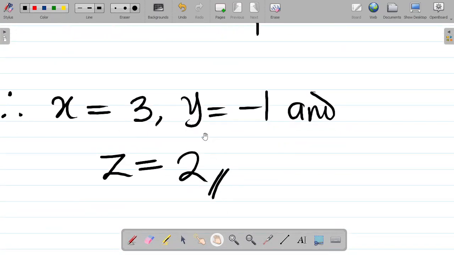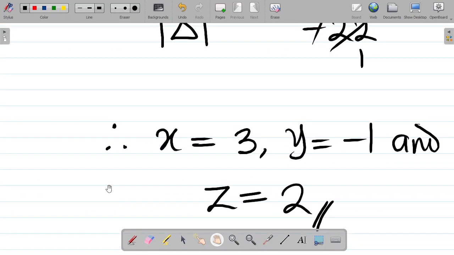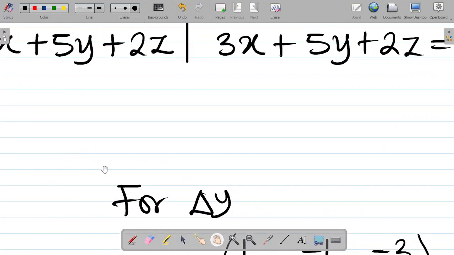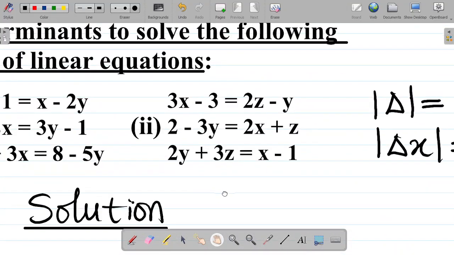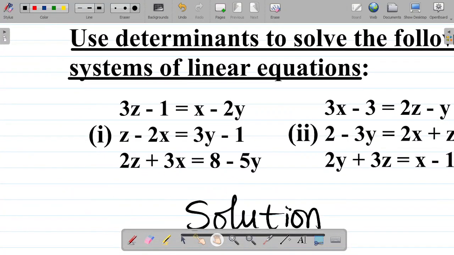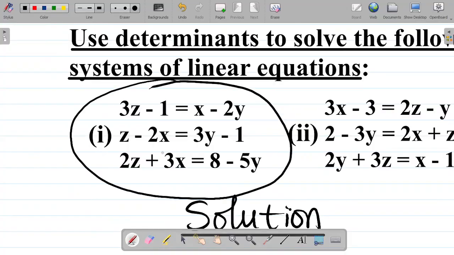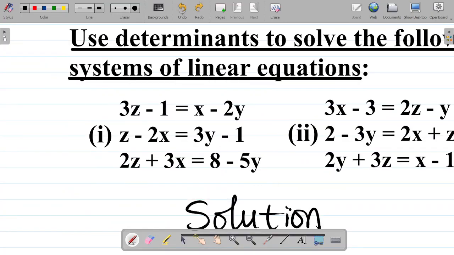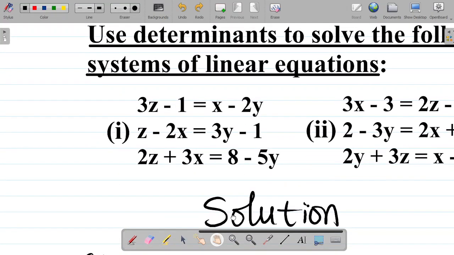You can put in these values of x equal to 3, y equal to minus 1, and z equal to 2 back into the original equation. If you put them back into this particular equation, you'll see that the left hand side will be equal to the right hand side, and that proves that your answer is correct. That's how you verify that your answer is correct. I'll just do one of these.